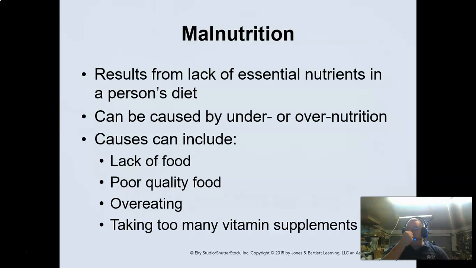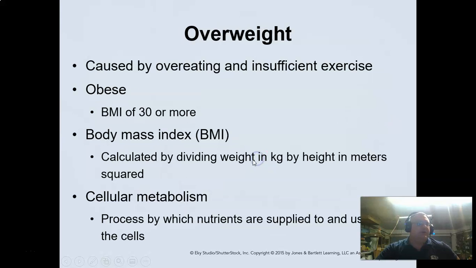It can be due to overeating, by the way. So yes, you can cause malnutrition by eating too much, and then taking too many vitamin supplements. Again, downing the bottle of Flintstones is not the way to get your vitamins. Again, in moderation. Okay? So again, if you overeat with insufficient exercise, that can cause someone to be overweight.